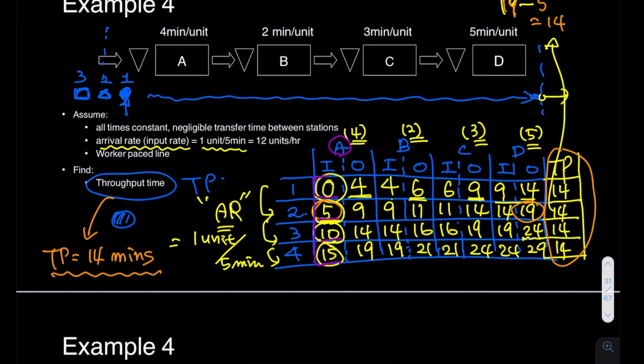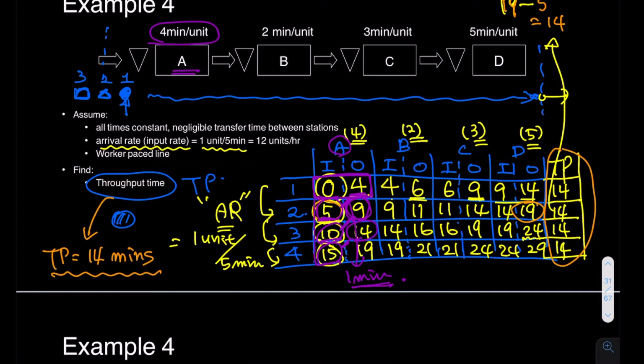But station A's cycle time is only 4 minutes. So if you look at this table, only from time 0 to 4 is this machine busy. However, there is some waiting idle time from 4 to 5, which is 1 minute of idle time. The machine is busy from 5 to 9, but again, from 9 to 10, there is 1 minute of idle time. From 14 to 15, again, there is 1 minute of idle time.